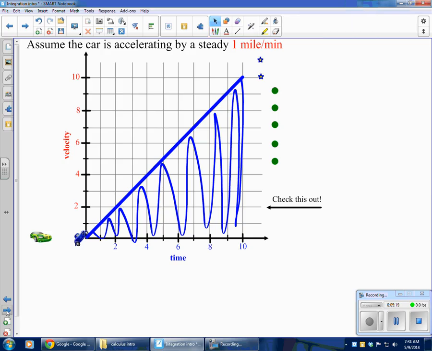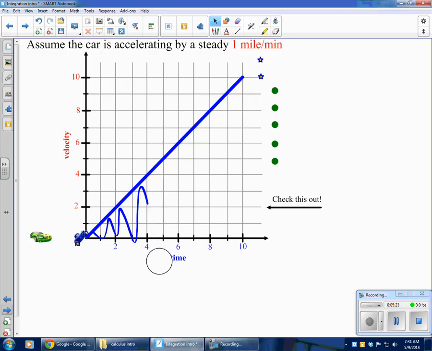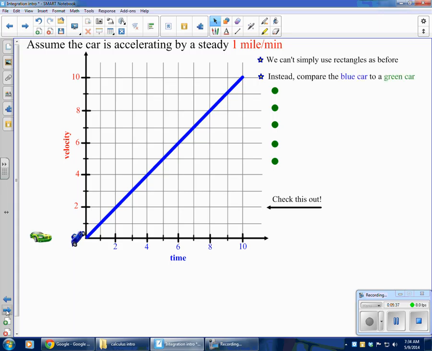Now, yes, I understand this is a right triangle, but let's assume that we have no idea how to find the area of a right triangle. We only can do rectangles. We're not smart enough to figure out the triangle thing yet. Well, again, we can't just simply use the rectangles like before. So what we're going to do, we're going to compare Zeno's blue car to some other green car. I don't know, maybe Newton's driving this car or something.